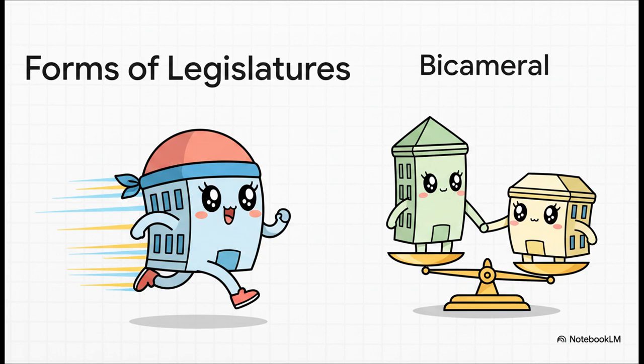Unicameral, or single-chamber legislatures, are typically found in unitary states, like Denmark or Sweden, where power is heavily centralized. One house means you can pass laws incredibly fast, which is great in a crisis. But if you have a massive, super diverse federal country like the US, or a complex historical structure like the UK, you really need a bicameral, two-chamber system.